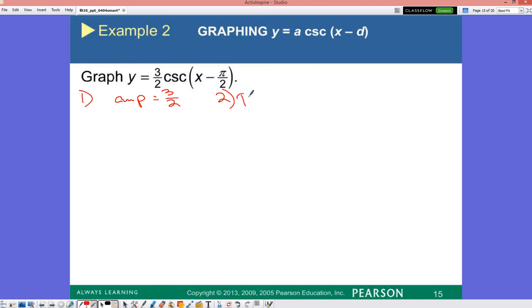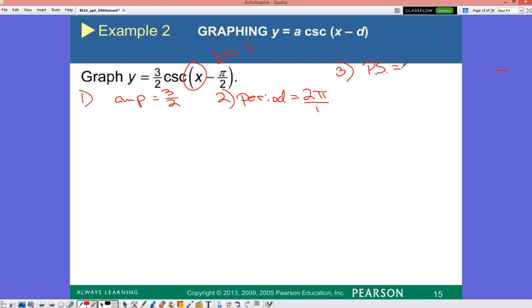So period. 2 pi over 1, right? My b value right here, that's 1. B is 1, right? I'm emphasizing the b being 1 here because when I do my phase shift next, it's going to be this divided by b. My phase shift is this divided by b. So step 3.